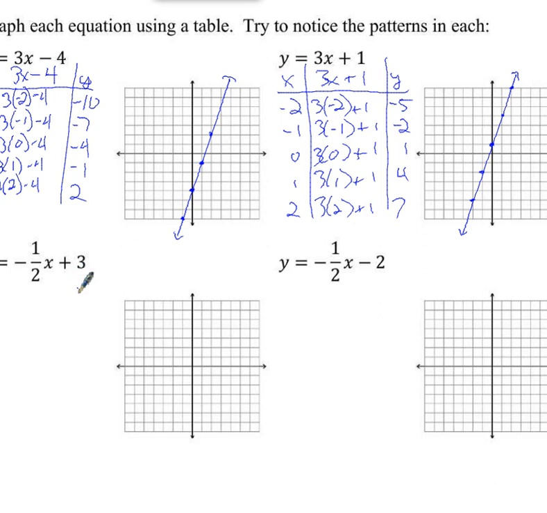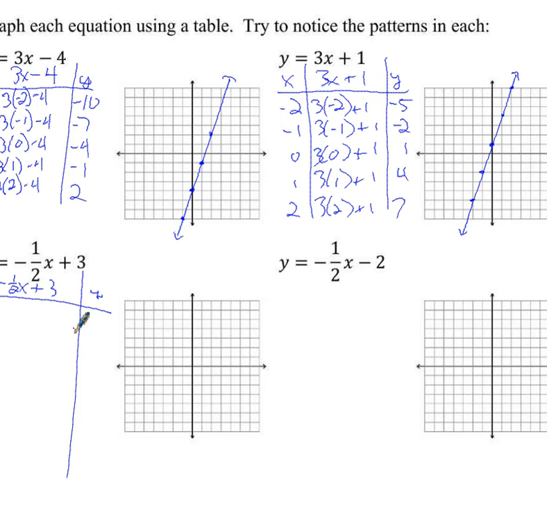So for this one, same thing. Set up a table, x and y. Function goes in the middle, -1/2 x plus 3. I want to choose some easy numbers here. What easy number should I choose? -3, -2, -1, 0, 1, 2, 3.